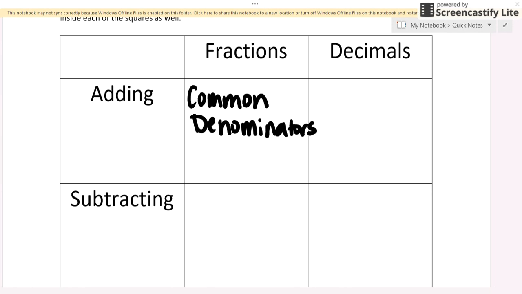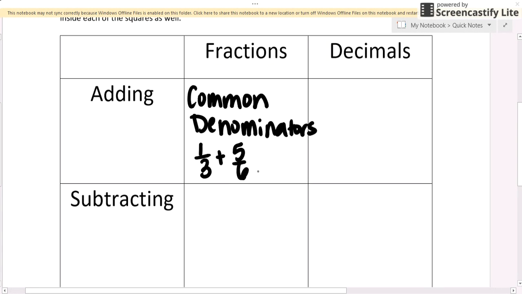So using common denominators, I want you to solve the problem 1/3 plus 5/6. Okay, solve your problem, show work on the paper if you need to, but pause this video until you've solved the problem. Once you've solved the problem, you may move on.